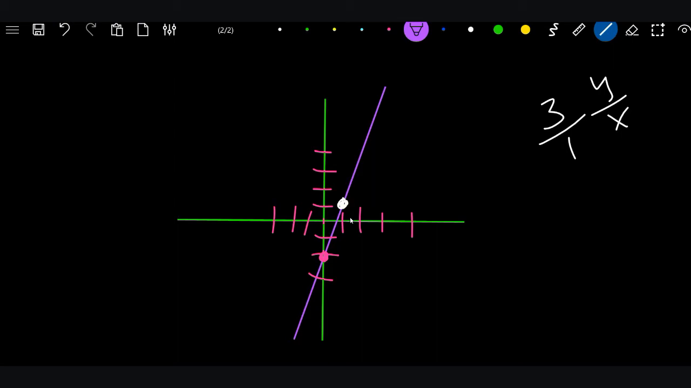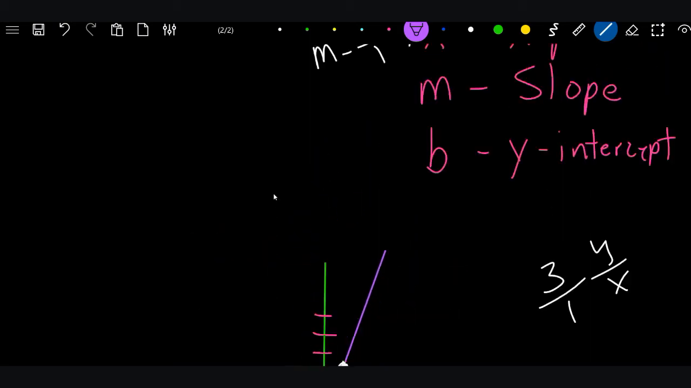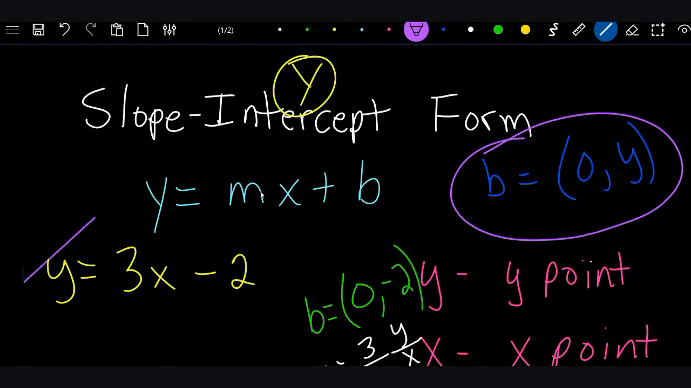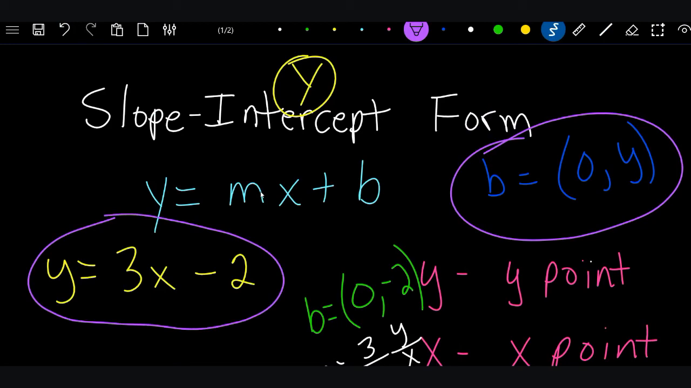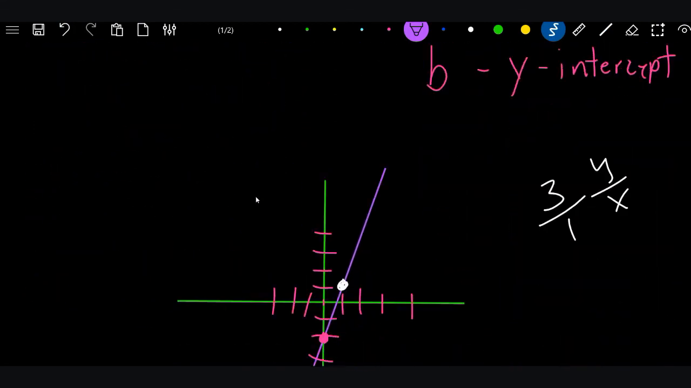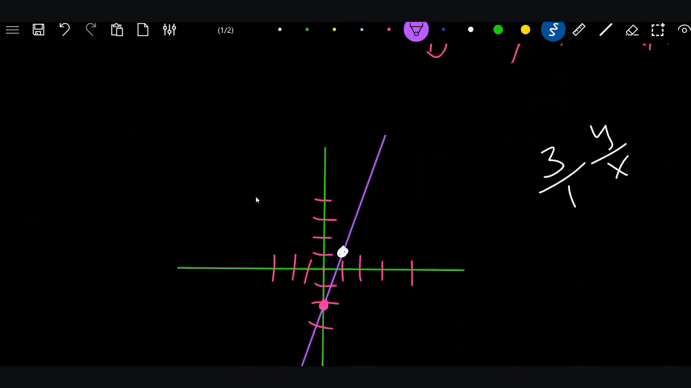It passes through both of those points, and that would be the graph of the equation y equals 3x minus 2. And you can label that if you want to. You could say y equals 3x minus 2. And that's that line right there. Okay? That line that we drew, that's that equation right there. How did we get it?